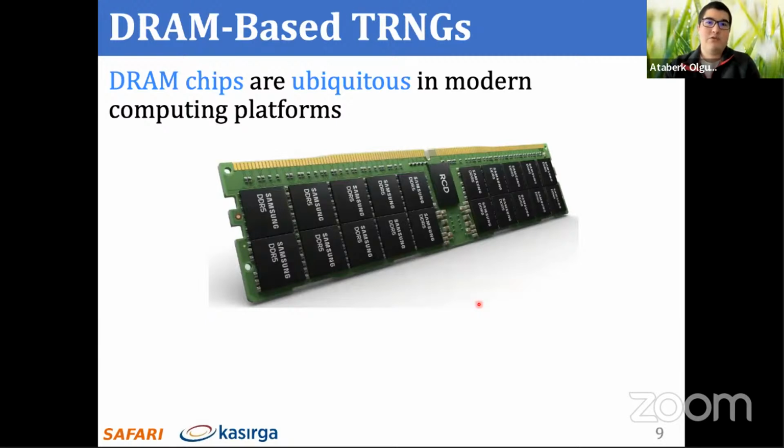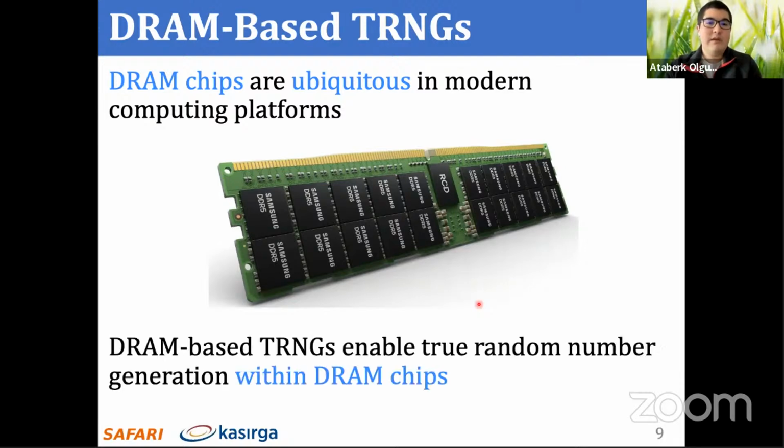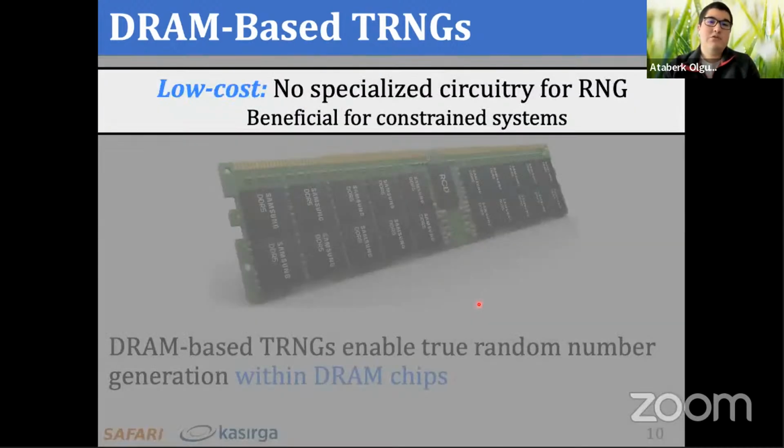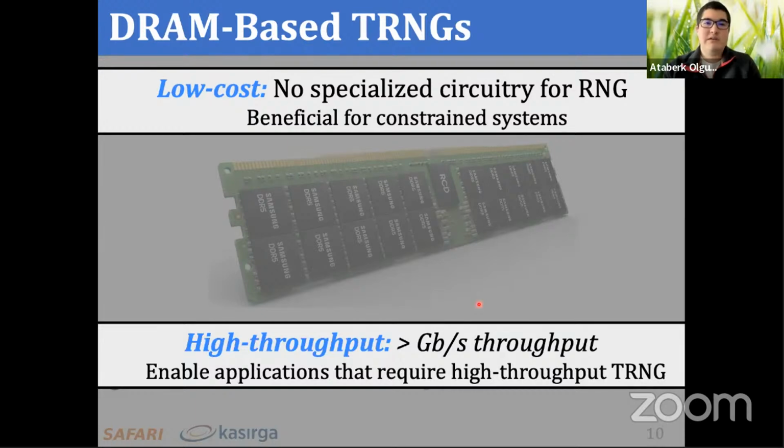DRAM is widely used as main memory in a wide range of computing systems. And TRNGs based on DRAM enable true random number generation within DRAM chips. This is particularly useful for supporting true random number generation in constrained systems, as they can be implemented with low hardware cost. DRAM-based TRNGs also provide high throughput, which can open the application space in computing systems that lack the dedicated TRNG hardware.